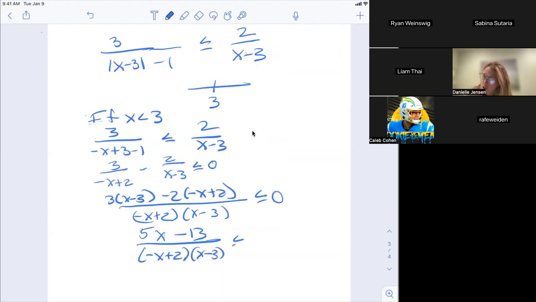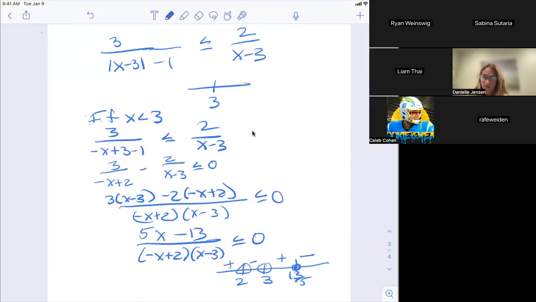And then we do our sign chart, right, Ryan? So we'll put where the numerator is 0, which is 13/5, and then where the denominators are 0, which are 3 and 2, open circles. And then first thing I'm going to do is just solve this inequality. And looking at this, if I put in something like 5, I believe it is negative. And then it should change signs across everything.